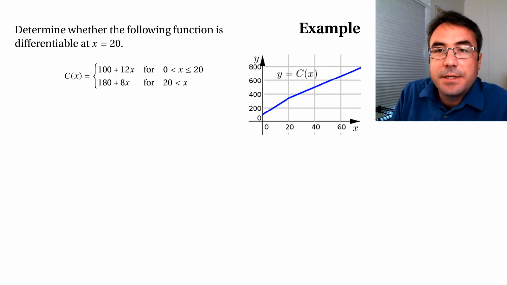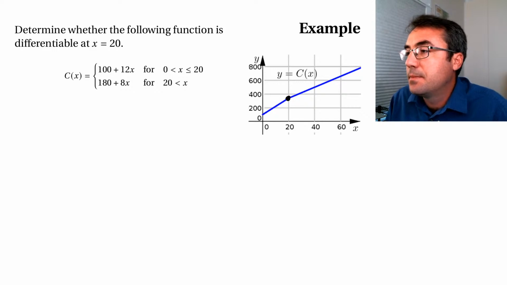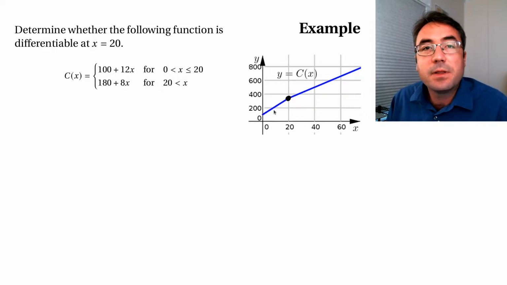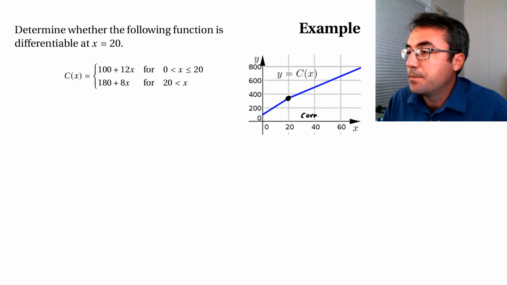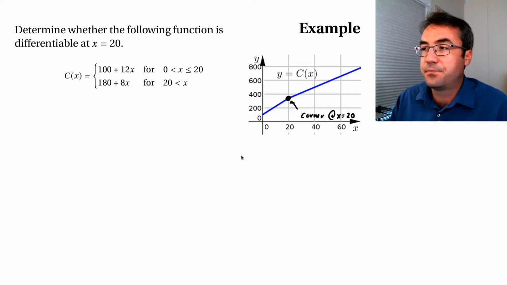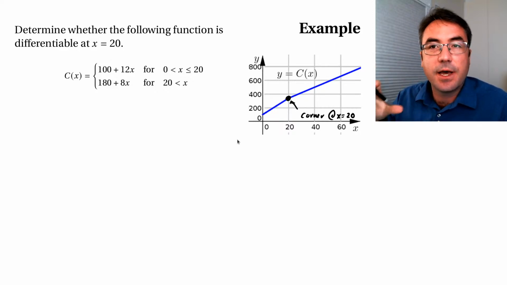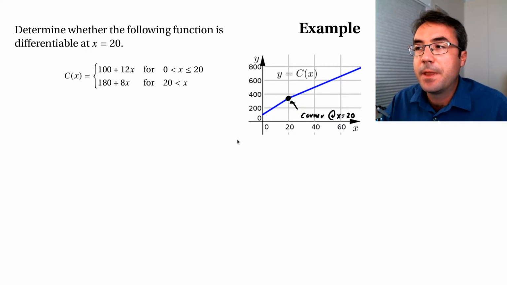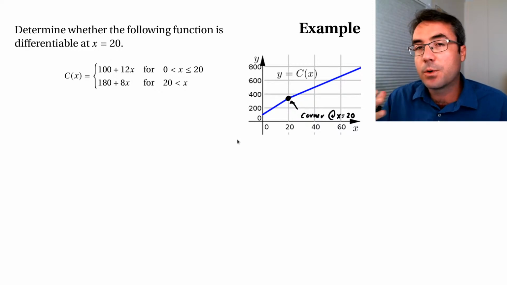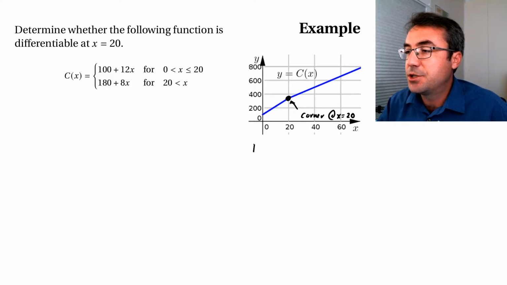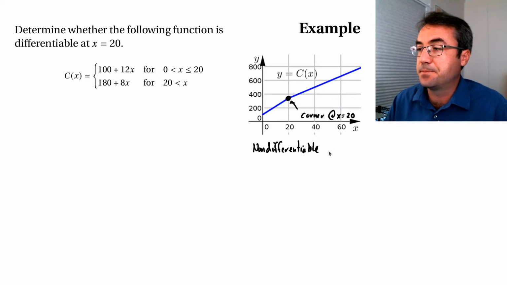And if we look at that point, it might be a little subtle, but you might see a corner at x equals 20. It's a little slighter than what we saw in the previous example, but there's this bend, there's a sharp corner there. And so what we're going to see is that this is non-differentiable at x equals 20. Right now we're just doing a visual inspection of the graph.